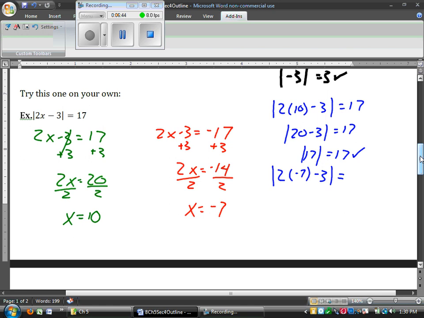sorry, there's static coming off the speakers right now. Hang on. All right, hopefully that worked.